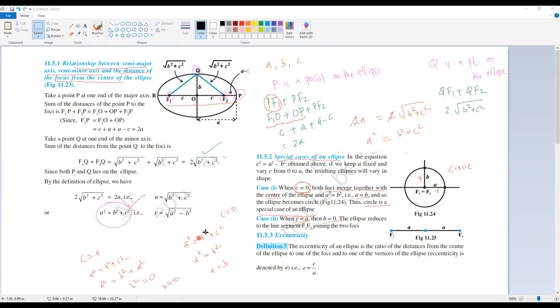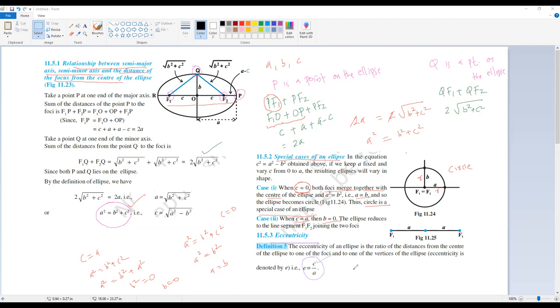The relation connecting A, B and C is A square is equal to B square plus C square. And the two special cases: when C is equal to zero, the ellipse becomes a circle. When C is equal to A, the ellipse becomes a straight line. Okay. And one last concept, two more concepts are there. One concept is eccentricity. You don't need to study much about that. It is this ratio. E is equal to C by A. That's all you just keep in mind. E is equal to C by A.